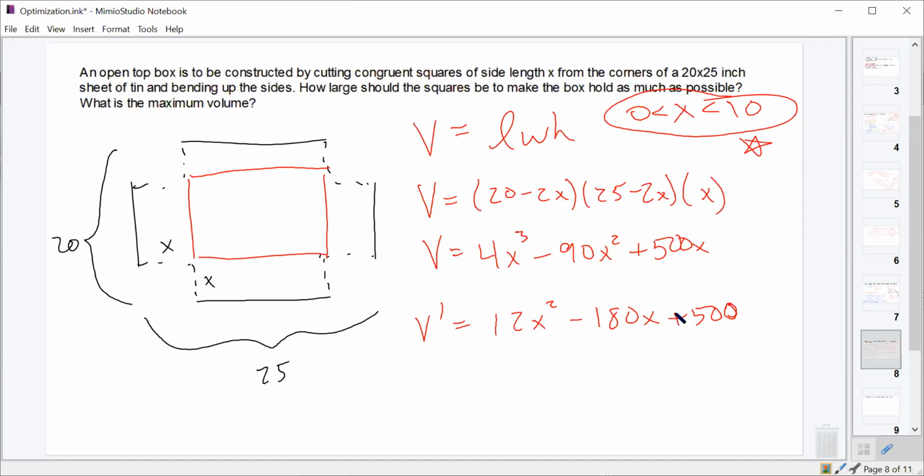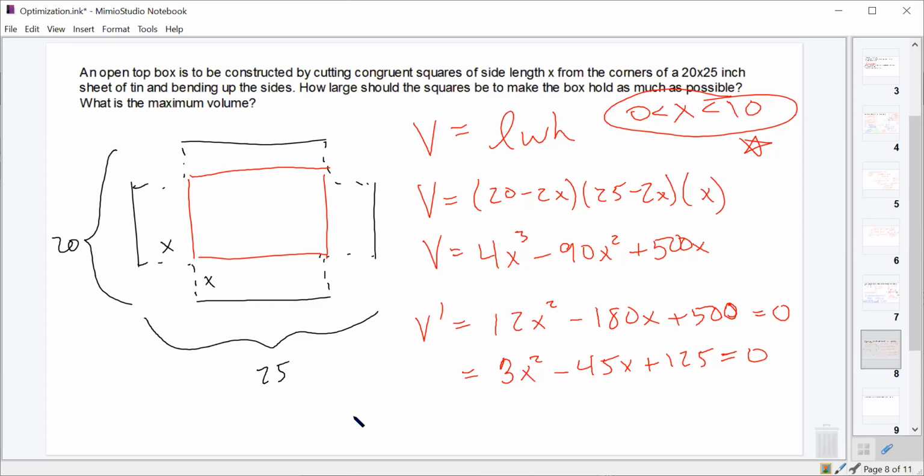And we want to know, first off, is this undefined ever? No. So we'll just look for when is it equal to 0. And I believe we can divide everything in there by 4. So this will give us 3x squared minus 45x plus 125 equals 0. And from there, I think we're probably going to have to use the quadratic formula.